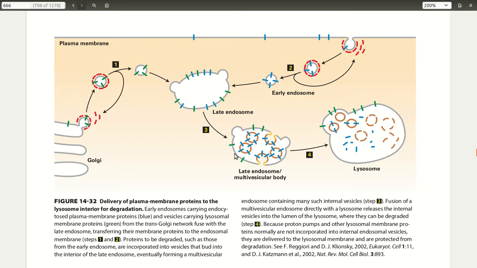And this forms basically a multi-vesicle endosome, which, once all the proteins that are to be degraded are budded into the endosome, will fuse with the lysosome, and the green proteins will become part of the lysosome membrane, while all these inner vesicles will basically be within the lysosome, and they'll be broken down into their monomers.